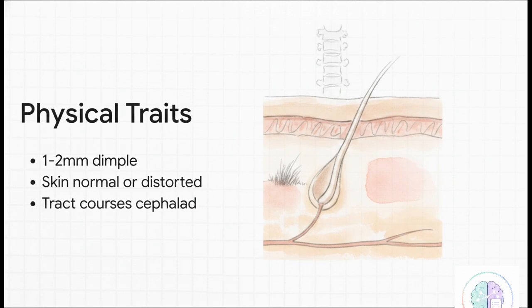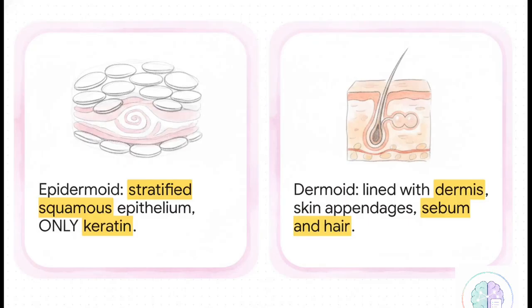Now, here is a key anatomical detail. The tract from a spinal dermal sinus always courses cephalad. That means it dives inward and upward toward the head. That specific upward directionality is exactly what distinguishes it from a superficial pilonidal cyst. As that tract dives inward, it can widen at pretty much any point and form a cyst.